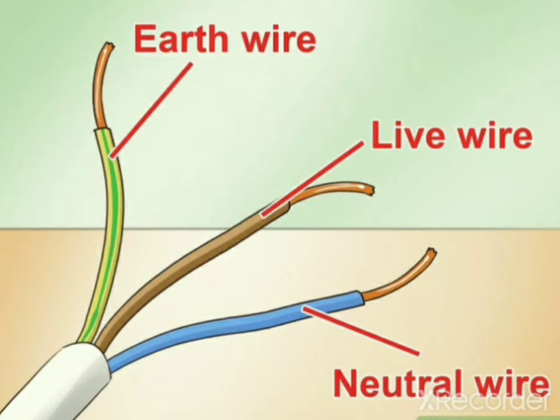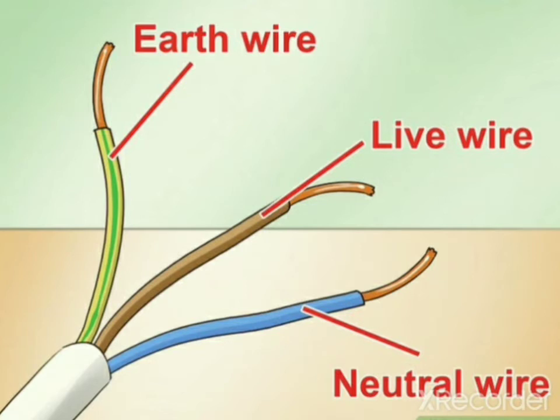This cable has 3 wires. The first wire is called the live wire. Another name for the live wire is the phase wire. The second one is the neutral wire, and the third is the earth wire. The neutral and earth wires are at the same potential. That means both the neutral and earth wires have 0 volt. That means no voltage in the neutral and earth wires.